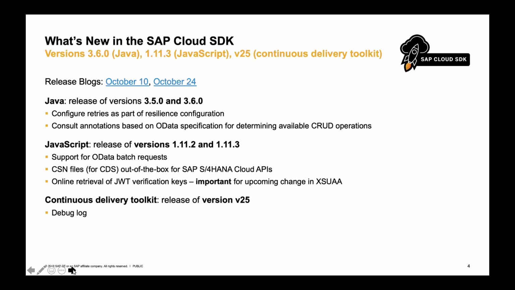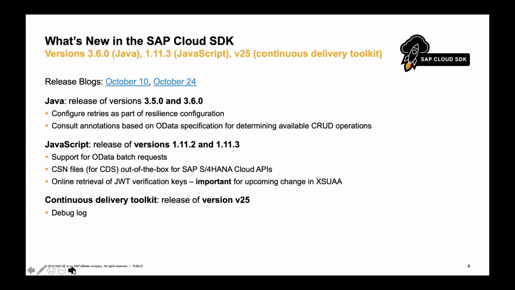In JavaScript, we also had two new versions. Specifically, a highlight here is definitely the support for OData batch requests, which we'll go into more detail on in a moment. In addition, with the generator we now also generate, out of the box, so-called CSN files, or Core Data Services schema notation files, which can be used when building CDS models with the Cloud Application Programming Model to include entity types, etc., from the S/4HANA Cloud APIs in your CDS models, and also for anything that you use the generator for.